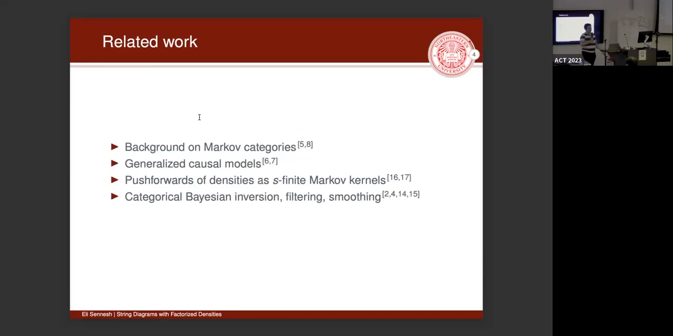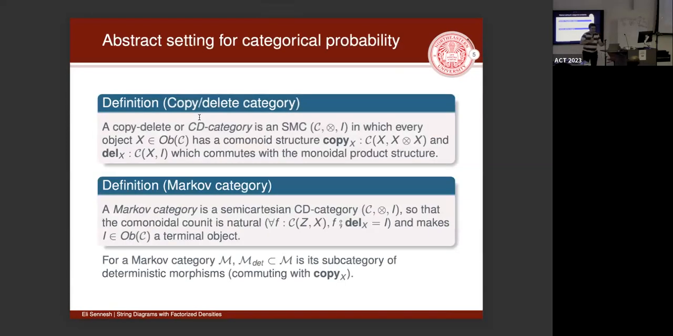Similarly, there's a lot of related work. You can read into the background on Markov categories. You can read Tobias Fritz's team's work about generalized causal models in copy-delete and Markov categories. When I want to formalize something concrete, I'm going to be using the notion of pushforwards as densities of s-finite Markov kernels. That's Sam Staton's work. And then, of course, there's quite a lot going on in categorical Bayesian inference right now, and this will contribute only a little more.